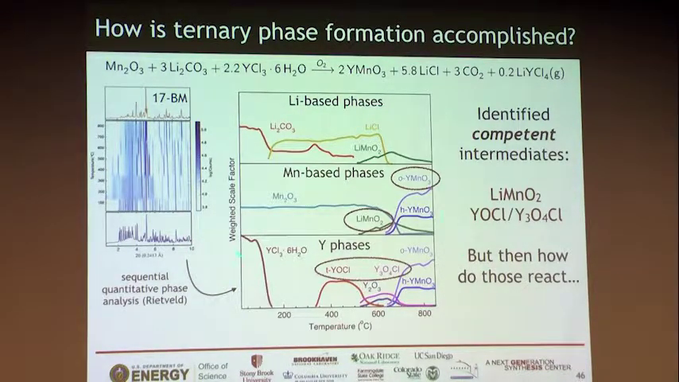So here is a quantitative phase map of every phase that's in there. And we've highlighted them based upon whether or not they have lithium, manganese, or yttrium. You can see a lot of things coming in and out. And what I want you to pay attention to is when this orthorhombic phase grows in. Well, it grows in at the expense of lithium manganese oxide and these yttrium oxychloride phases. Well, that's interesting. That tells us what effectively the competent precursors are. But then how do those react? And that's really where we are with this, trying to understand the quantitative phase relationships of all of these different precursors, following the atoms.